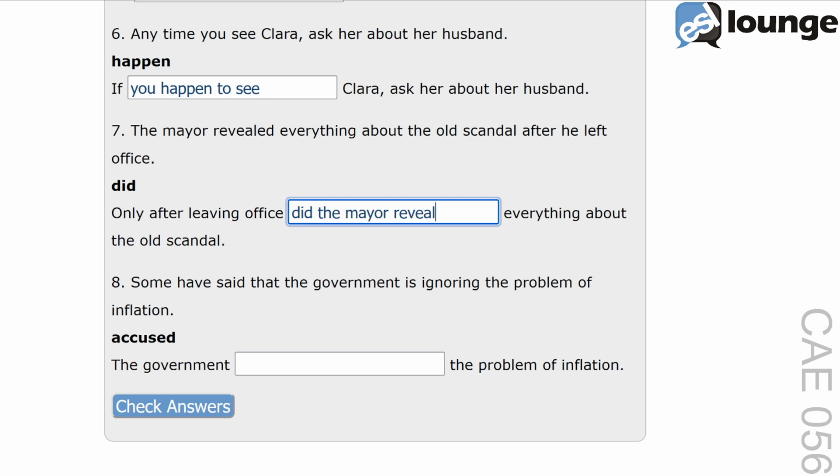The phrase "did the mayor reveal" uses inversion to emphasize that the revealing happened only after a specific condition was met. This structure often highlights the timing of actions. Another example, "Only after speaking to his sister did he understand the truth."